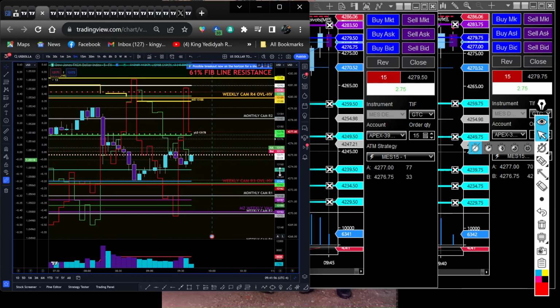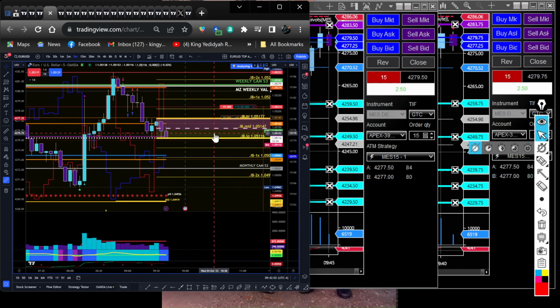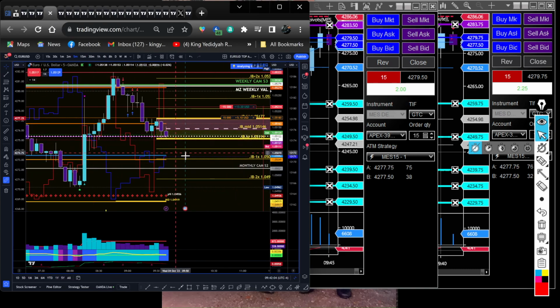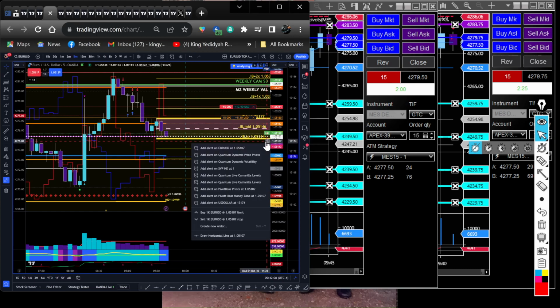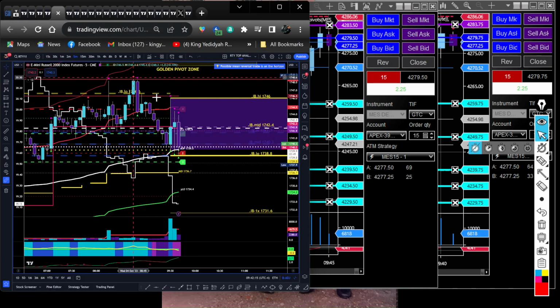All right, US dollar is moving up. That's looking good. Euro USD, that's selling off. It's at a support level. Let me put an alert here for when it breaks down. Right, Russell 2000 coming back to VWAP.